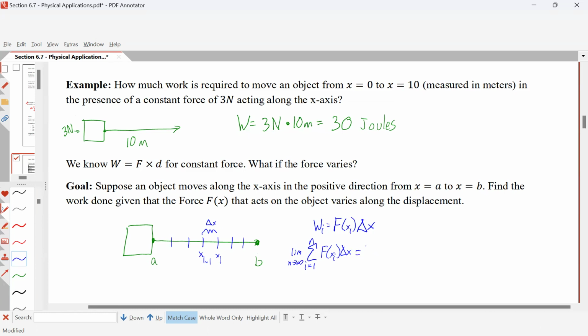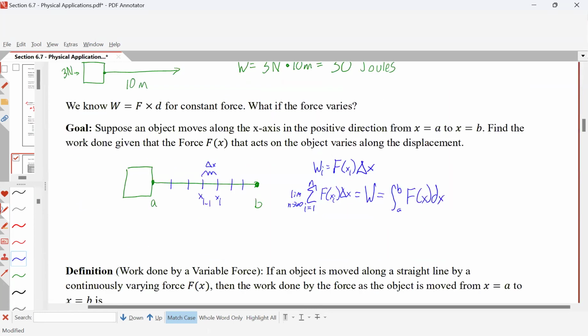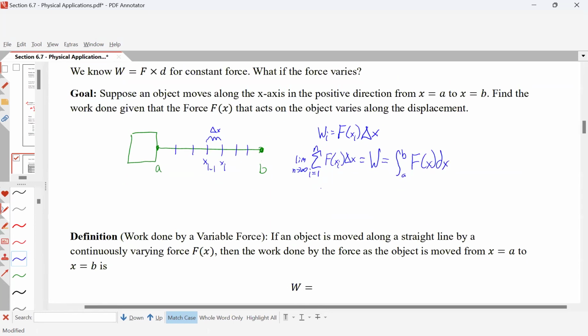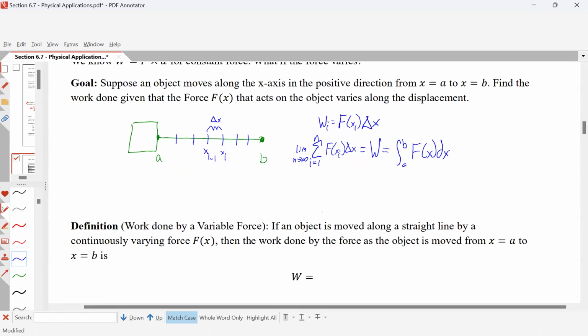This is the work being done to push that object entirely. Well, we have the limit of a sum with a delta x. This is just the integral over the interval a to b of that varying force function. So if I want to find the work of an object that's being moved in a straight line from A to B, where the force is varying, work is going to be the integral from A to B of force.